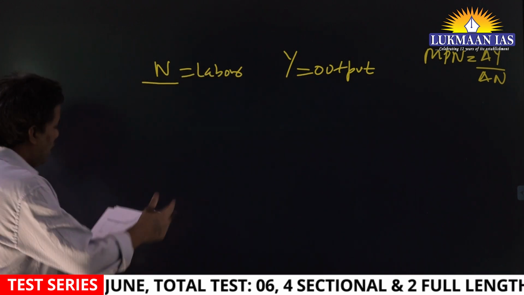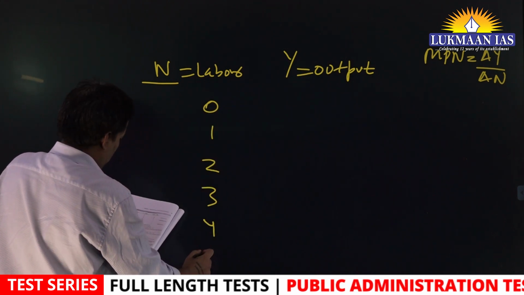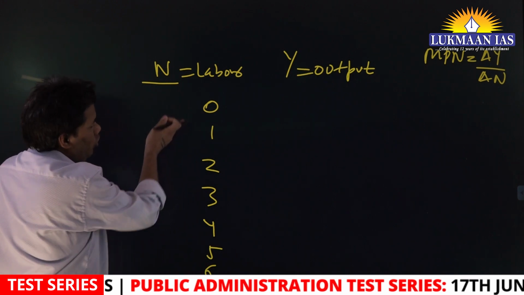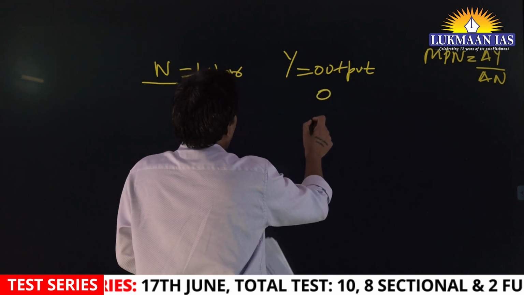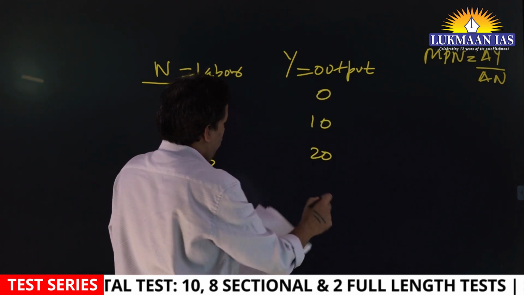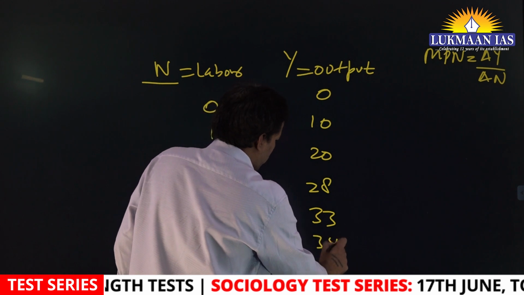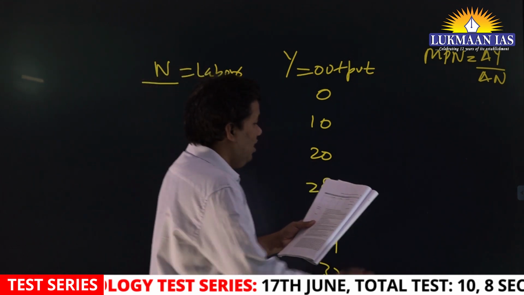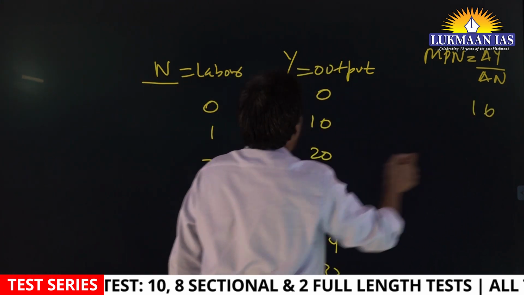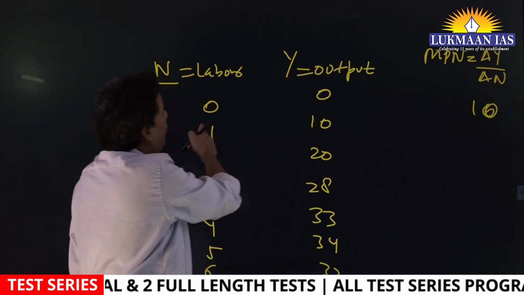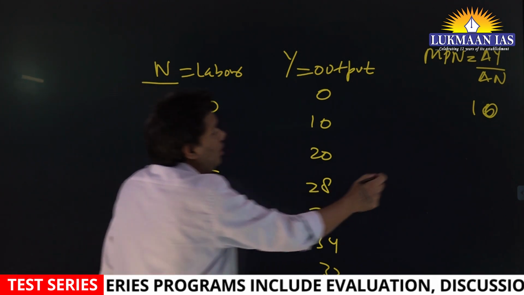Now given these numbers, let's say labor is increasing from 0, 1, 2, up to 5, 6. Then output is increasing from 0 to 10, 20, 28, 33, 34 and 32. This is your output, and then the ratio, right? So here what is the ratio? 10, because for one additional labor, how much output are you getting? 10. Here again 10, because one additional labor gives you 10 output.